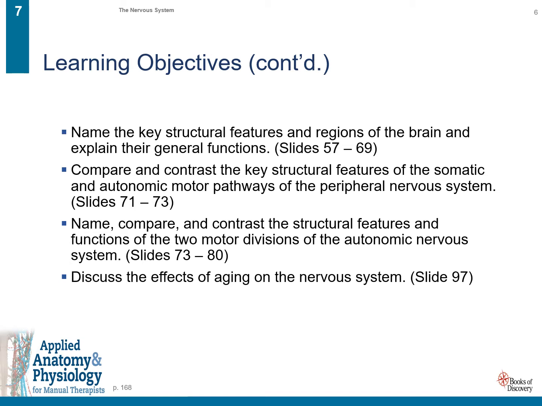Compare and contrast the key structural features of the somatic and autonomic motor pathways of the peripheral nervous system. Name, compare, and contrast the structural features and functions of the 2 motor divisions of the autonomic nervous system, and discuss the effects of aging on the nervous system.